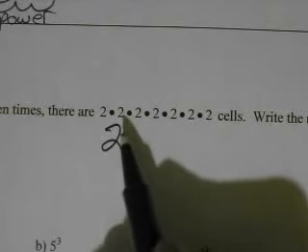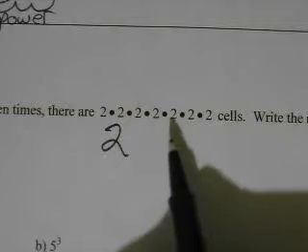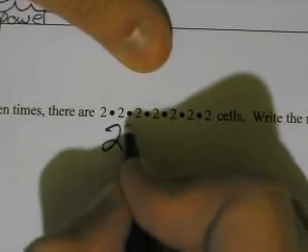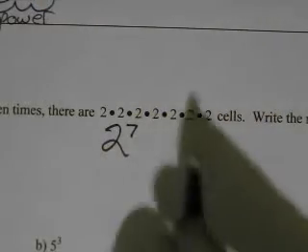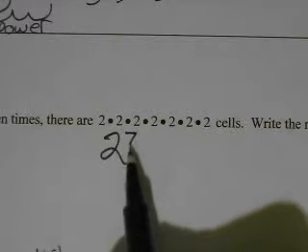The number of 2's is the exponent. 1, 2, 3, 4, 5, 6, 7. So the exponent here is 7. That is our power. 2 to the 7th power.